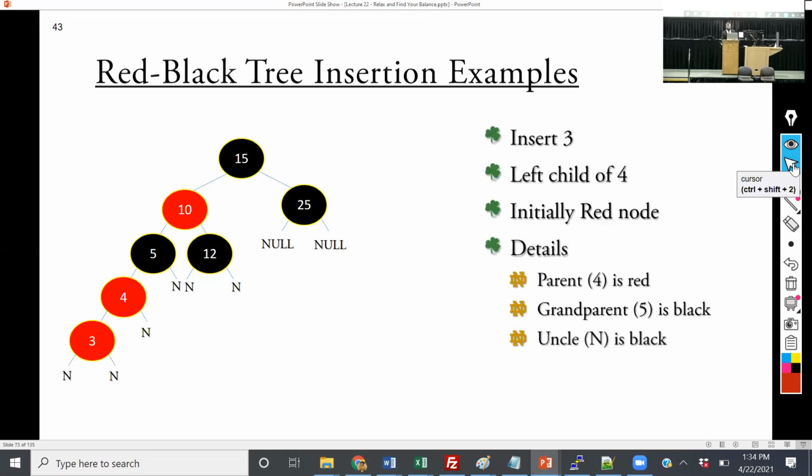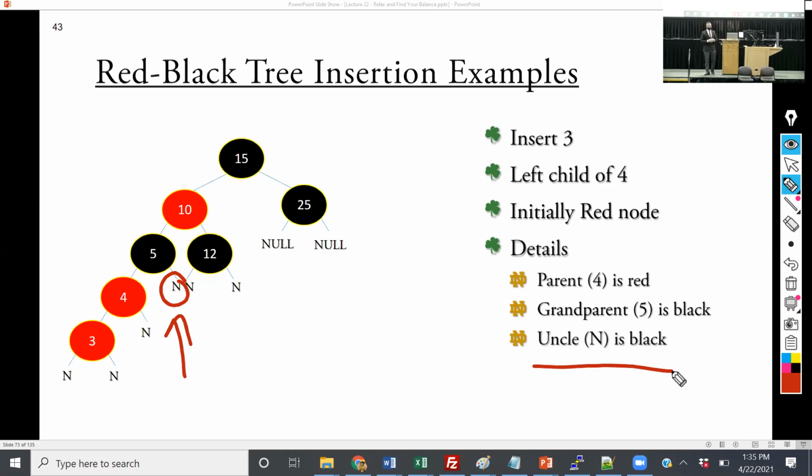All right, so now we have a scenario in which 3 has been inserted. We have 4 as its parent. We have 5 as the grandparent. And now we have a null pointer as the uncle. And this is why it's important to indicate that null pointers are black, because this allows us to relate it to our rotation rules.